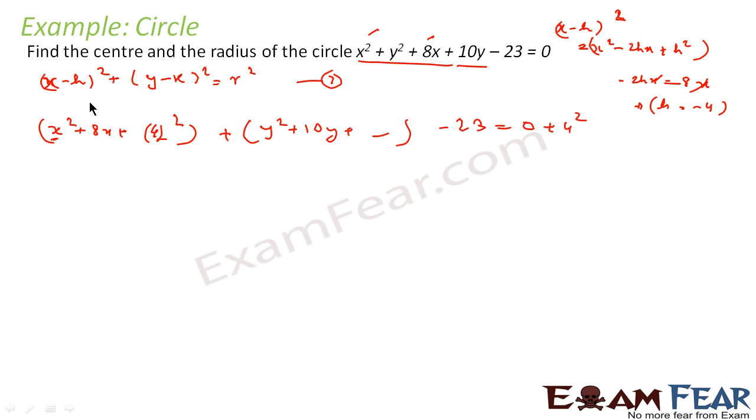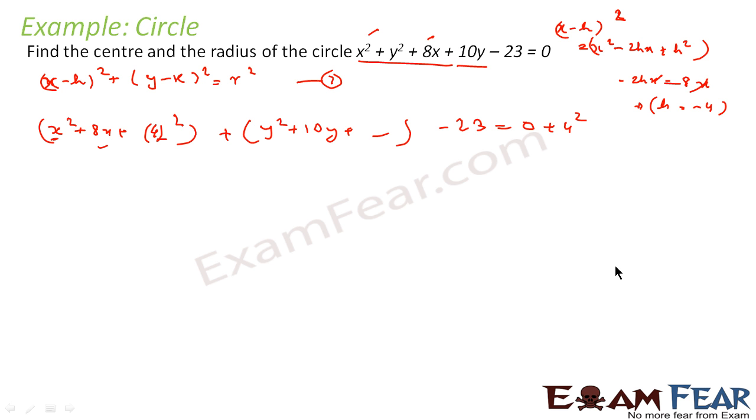Please pay attention here. We have to convert x square plus 8x into x minus h whole square. We know that x minus h whole square is equal to x square minus 2hx plus h square. We compared x square with x square, and 8x with minus 2hx, so we got h is equal to minus 4. To convert this term into x minus h whole square, we need plus h square, and that is plus 16. So we have added plus 4 square here. Since we added plus 4 square on the left hand side, we also added plus 4 square on the right hand side. Now for this part we will do the same thing.